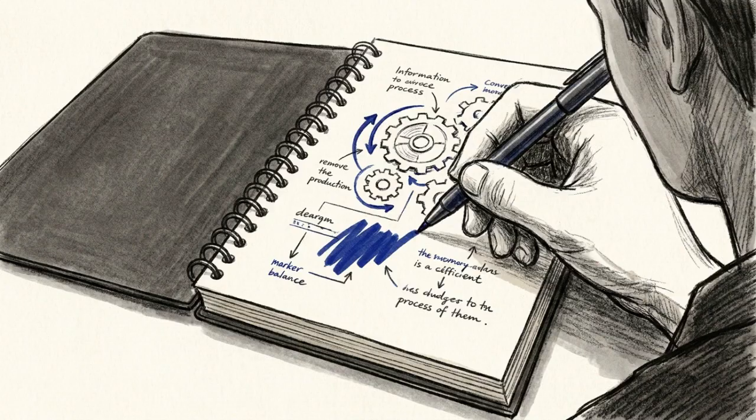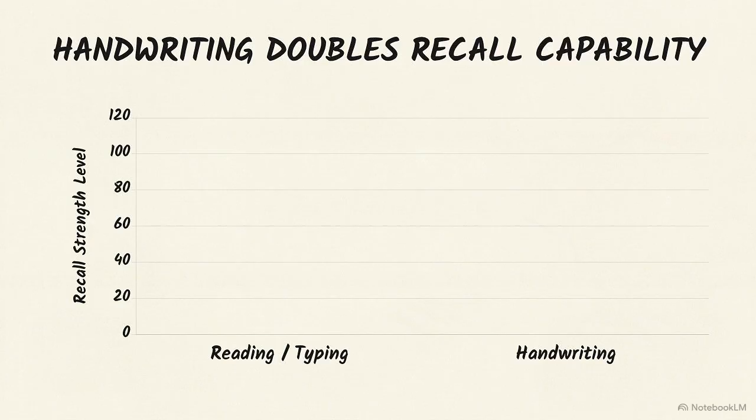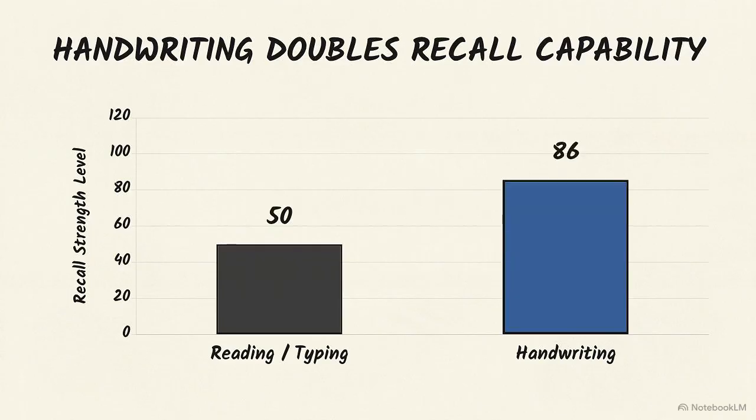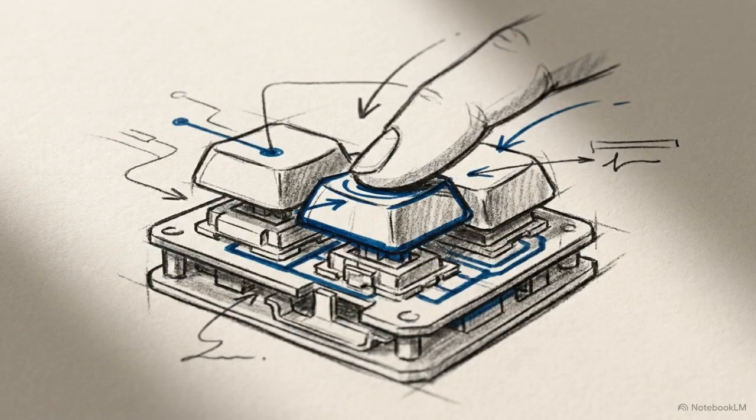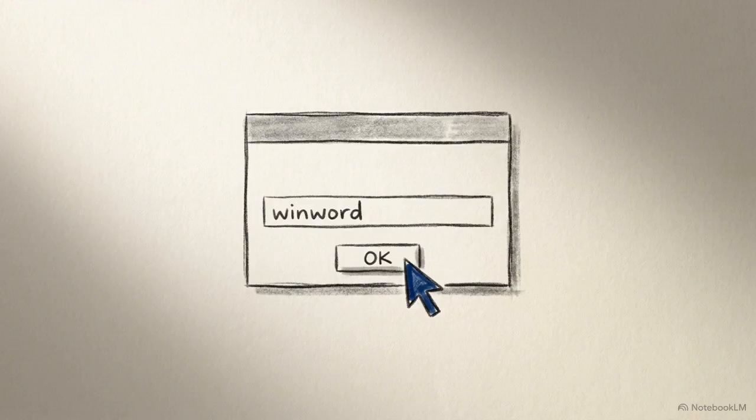Step 1 is active learning. Data suggests that physically writing information down on paper doubles your long-term recall capability compared to simply reading or typing. Let's apply this. Go to your computer and press the Windows key and the R key. In the Run command box that pops up, type the word WinWord and hit OK to open Microsoft Word.